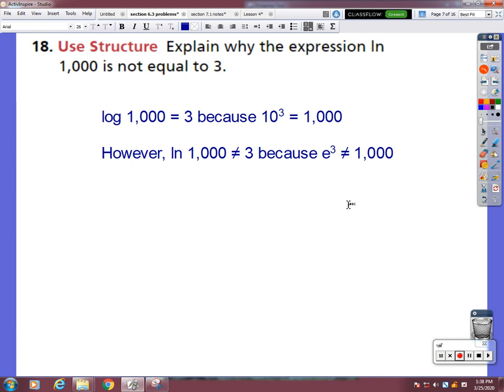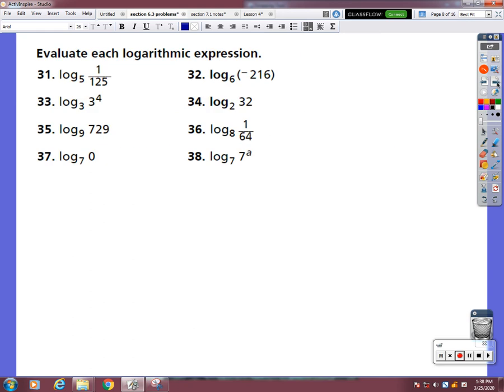Okay. Alright, what do we got going here? Oh, 31 through 38. Alright, so we're into the heart of it now. Evaluate each of these log expressions and then we are done for the day. These will be quick and easy. Number 31 is asking 5 to the what power is 125. Well, I know 5 to the third is equal to 125, so that means 5 to the negative third is 1 over 125, so that's what I'm going with.